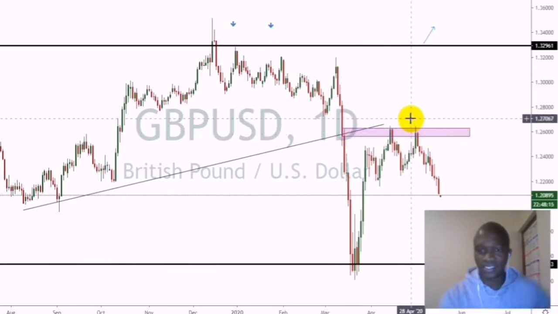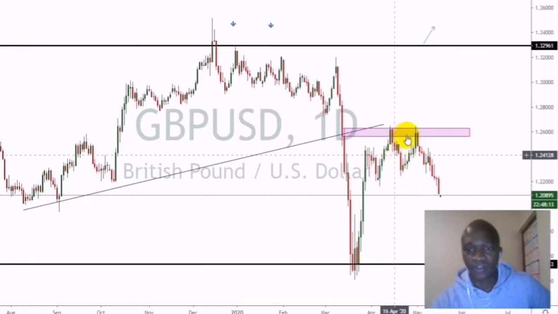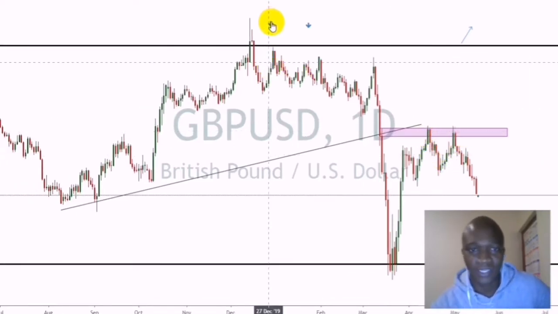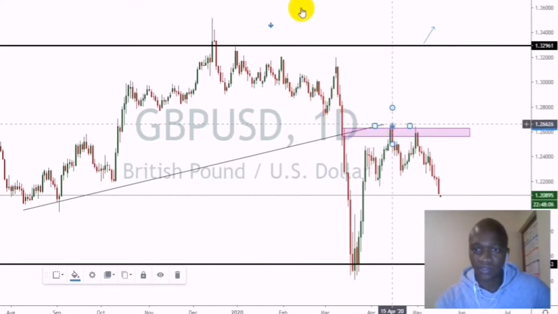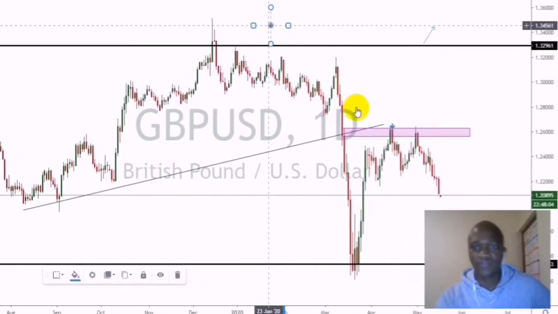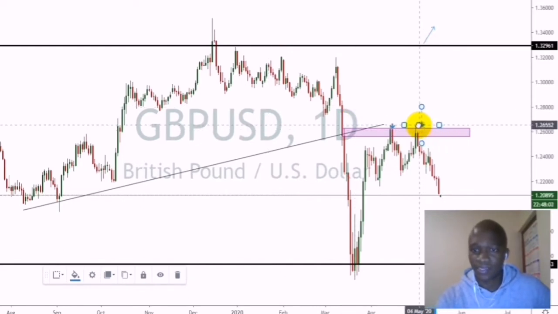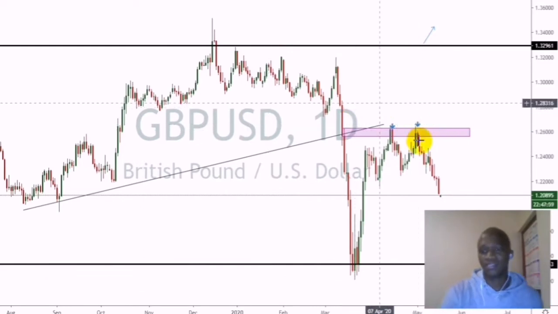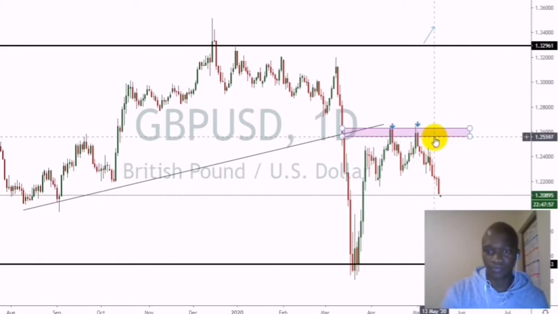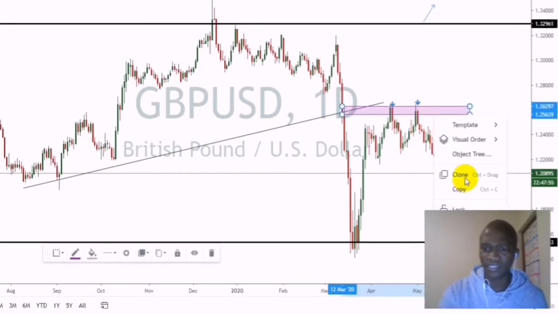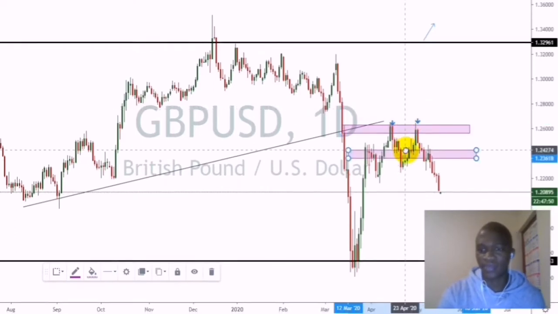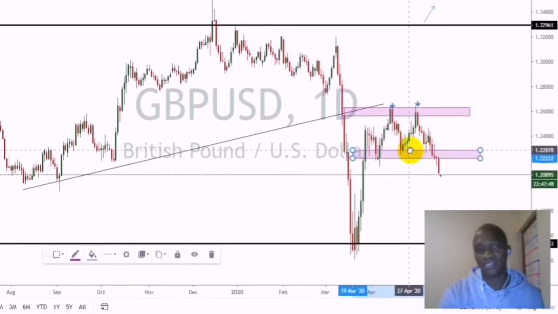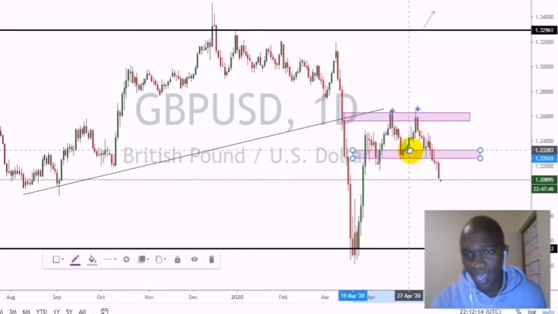So we can see that it bounced off twice here, which I'm going to mark with these arrows, just to confirm the double top on it. And then from here on, we're looking for more reasons on what's going to happen next, and then we can base our decision going forward. And then I'm going to put this zone here.